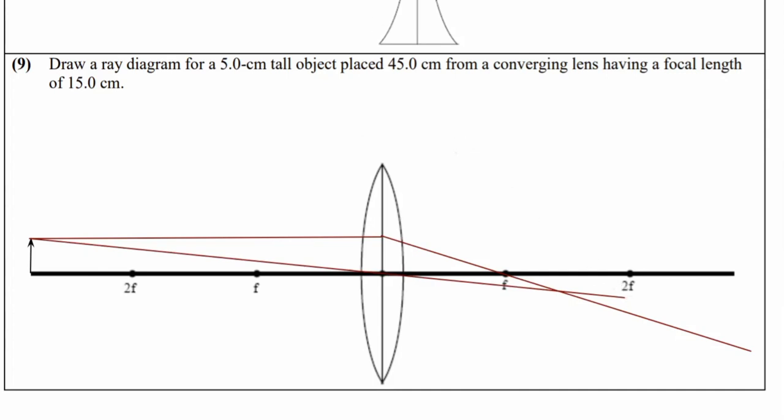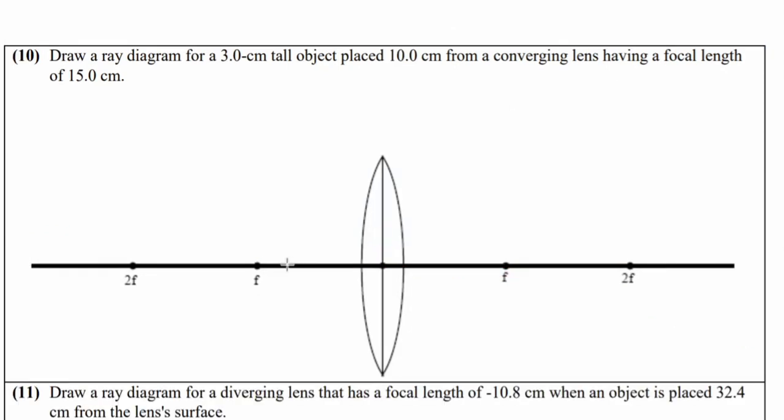and so your image is going to be formed between f and 2f. It is going to be smaller in size, it is going to be inverted, but it is going to be real, and it is going to be formed on the other side of the lens. Let's now have a look at this question.